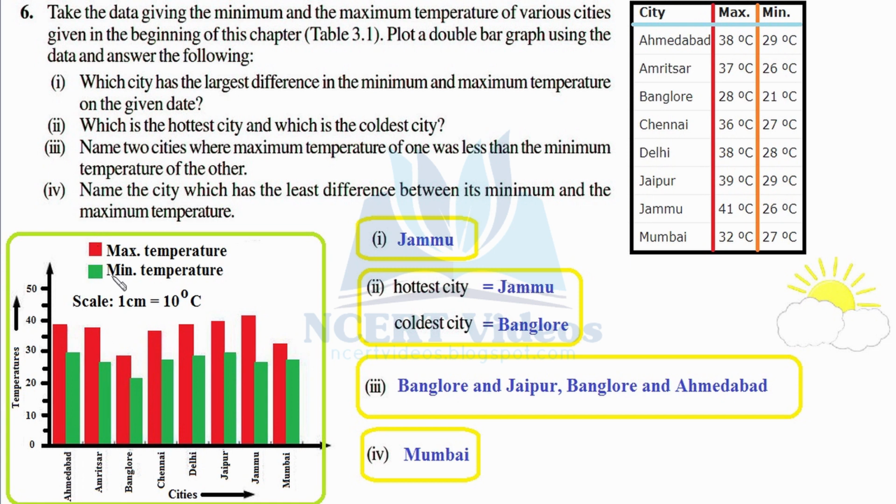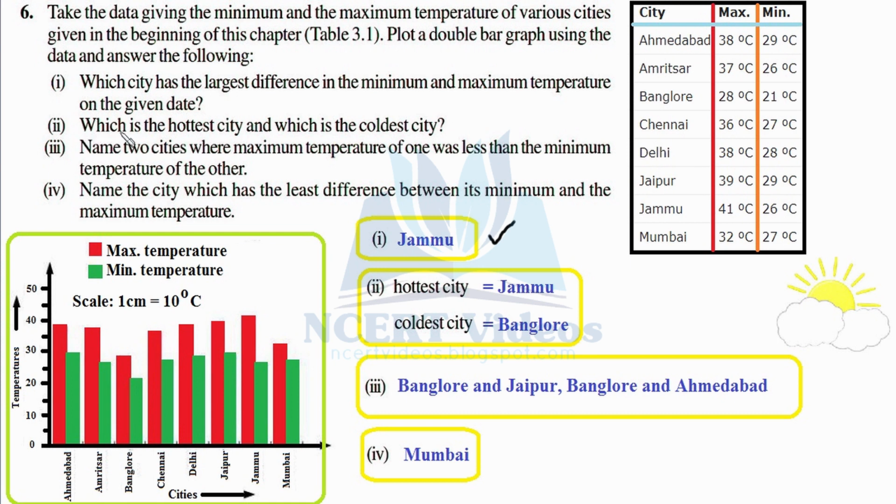Maximum is in red, green represents minimum. Scale is 1 centimeter equals 10 degrees Celsius, and our range is from 0 to 50. That's why we took 10 degrees Celsius for 1 centimeter. Now this is the temperature part, this is cities. Now first question. Which city has the largest difference in the minimum and maximum temperature on the given date? Well, again you have to observe the slope. Wherever it is more, that is your answer. When you observe it, you find Jammu has the highest slope, or the difference you can say. So Jammu is the city having the largest difference in the minimum and maximum temperature.